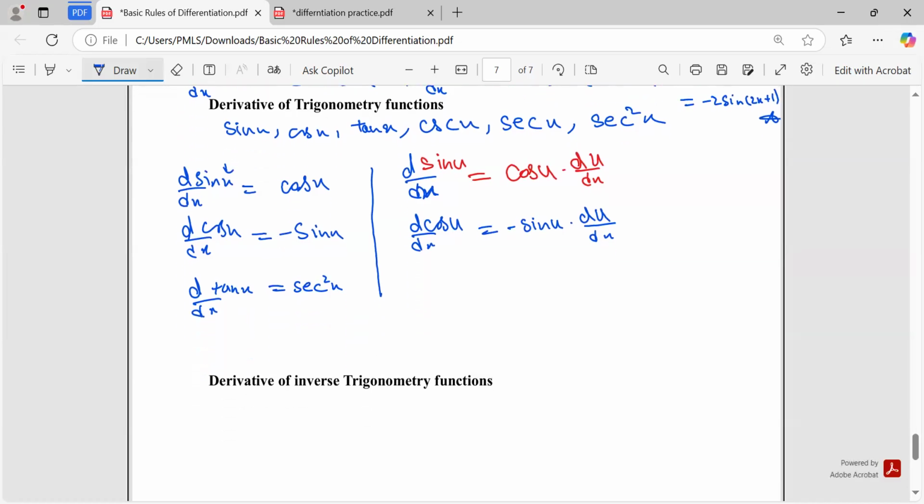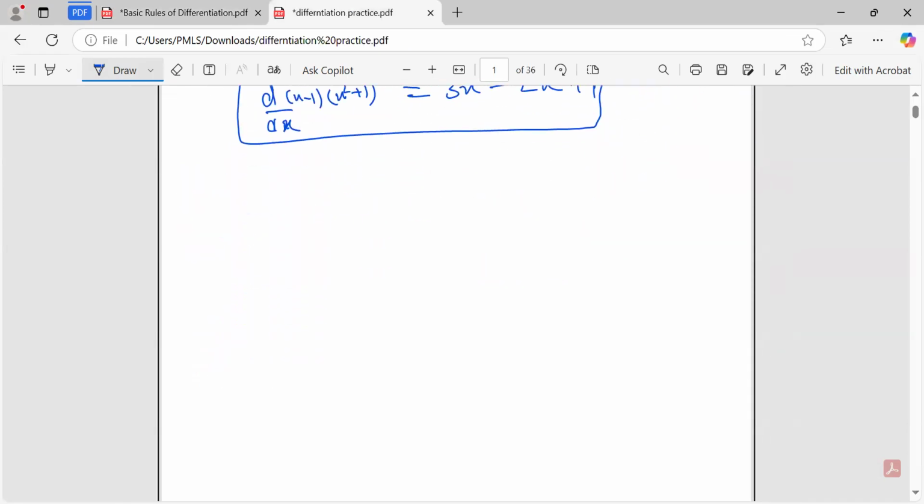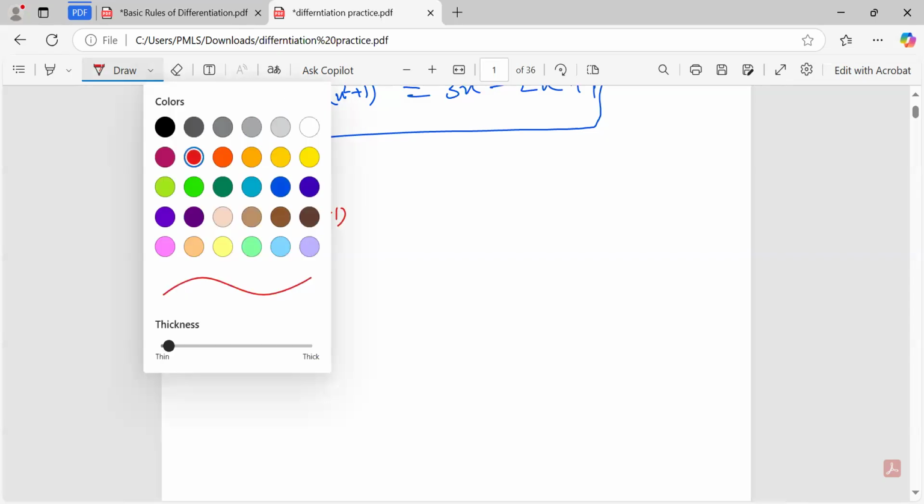After this, we need to find the derivative of, let's say, tan x. Instead of x, say tan u where u is any function. So in this case, it will be secant square u times the derivative of u. For example, you need to take the derivative of tan of 2x square plus 1. So how do we find the derivative of this one?